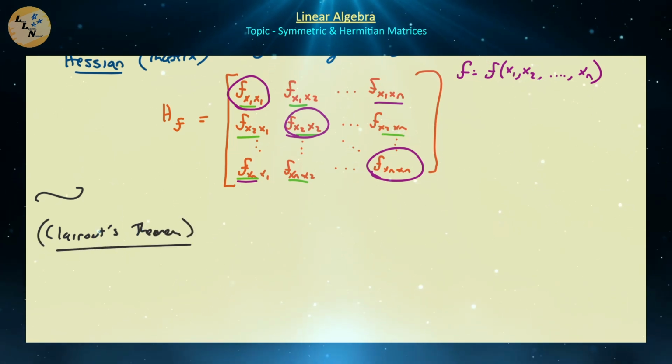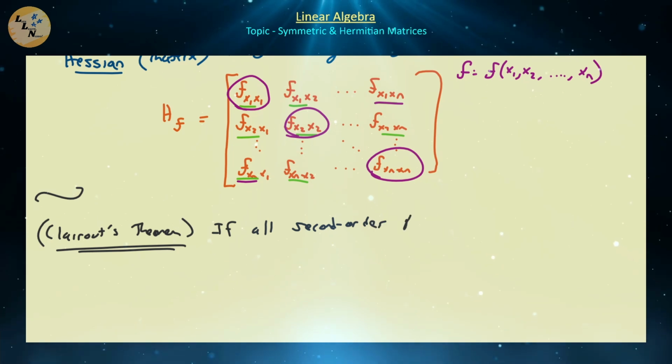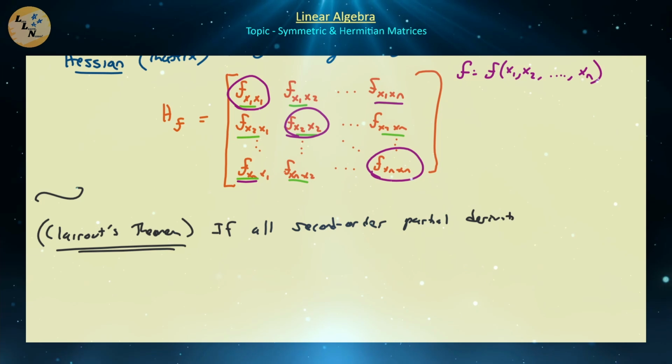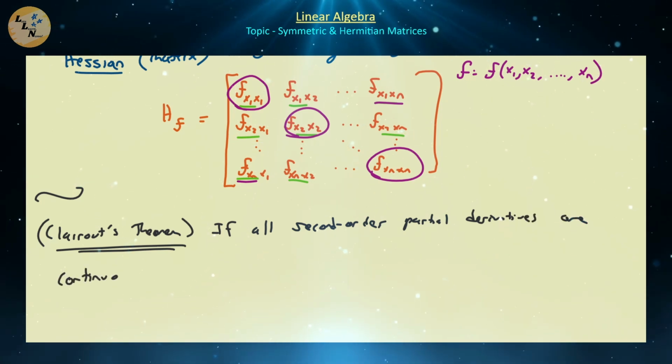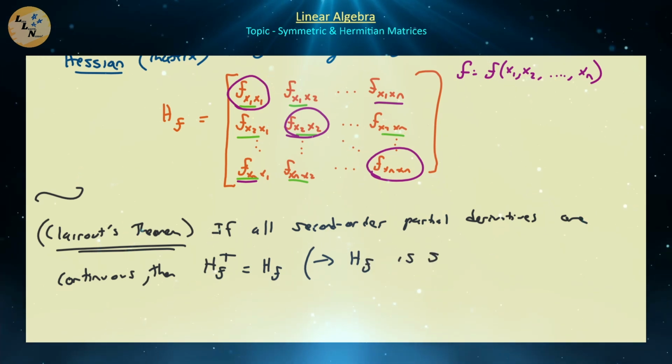Some people will also call this Schwarz's theorem. So, if all second order partial derivatives are continuous, then the transpose of the Hessian matrix is equal to the original Hessian matrix, i.e. the Hessian is a symmetric matrix.